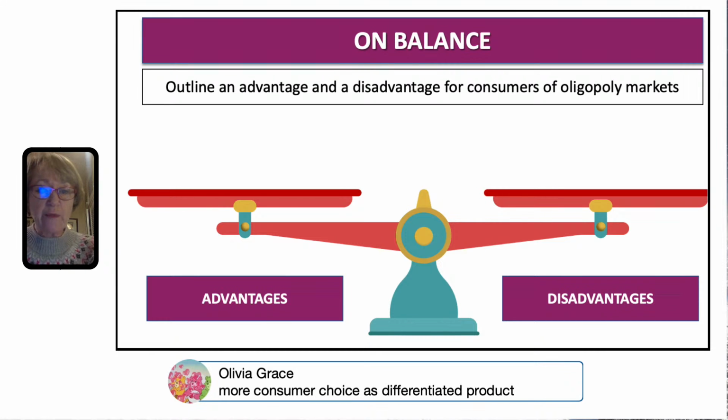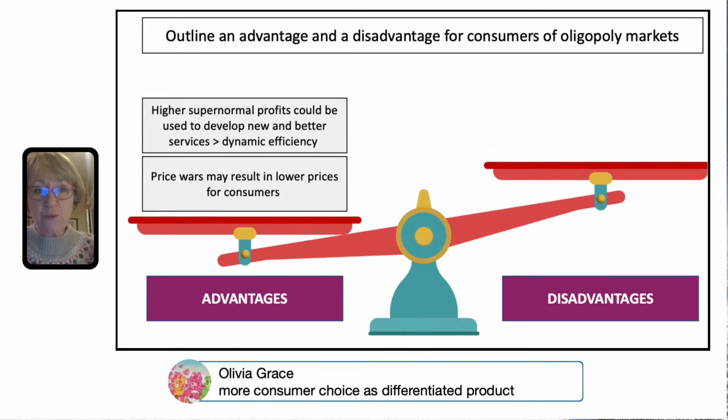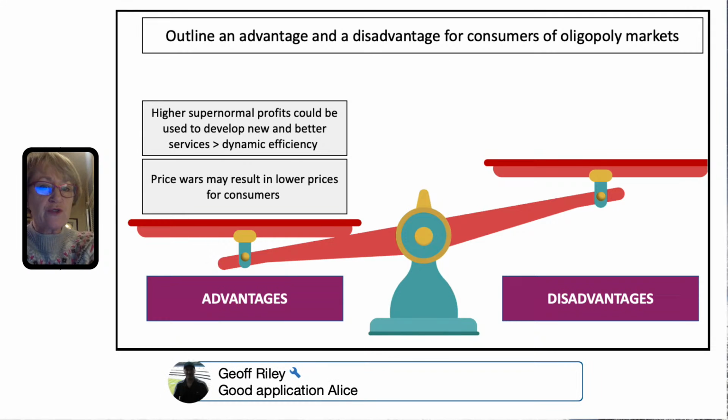Well done. Let's have a look at the couple of advantages that we're putting up here for you. And I think we're reflecting, particularly in the first point, what a lot of you were saying, that higher supernormal profits could be used. So that's where we're starting from in our chain of reasoning, that they've got higher supernormal profits. This means they could use those to develop new and better services. There's the research and development that many of you were referring to, and that in turn could lead to dynamic efficiency in the market.